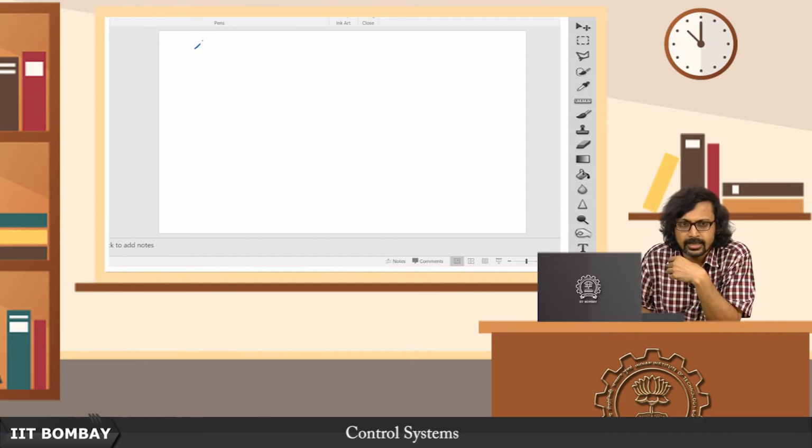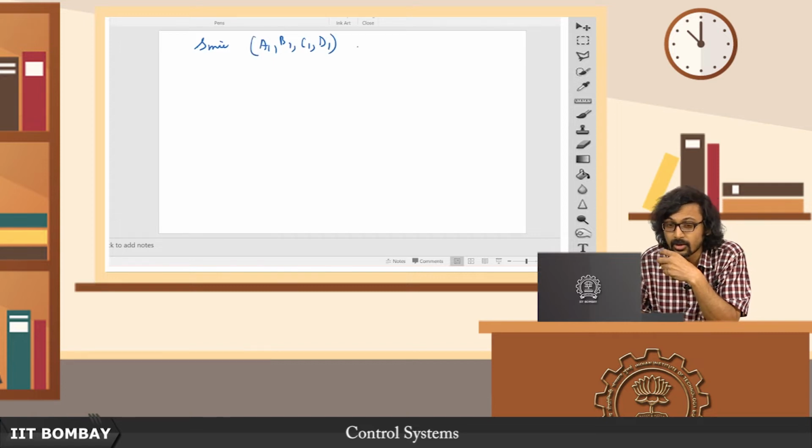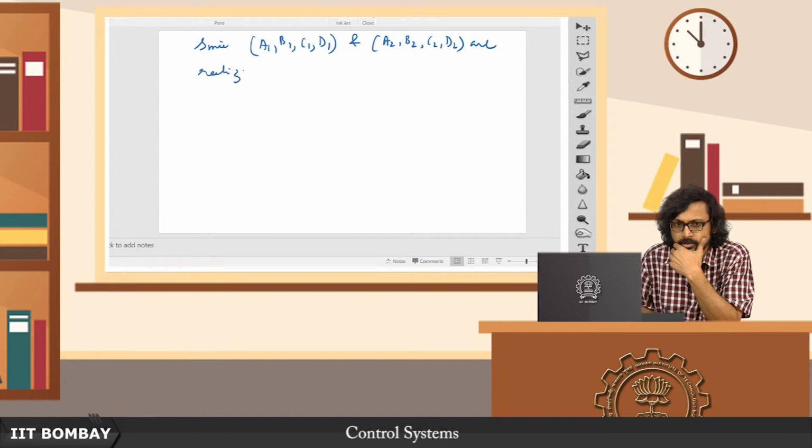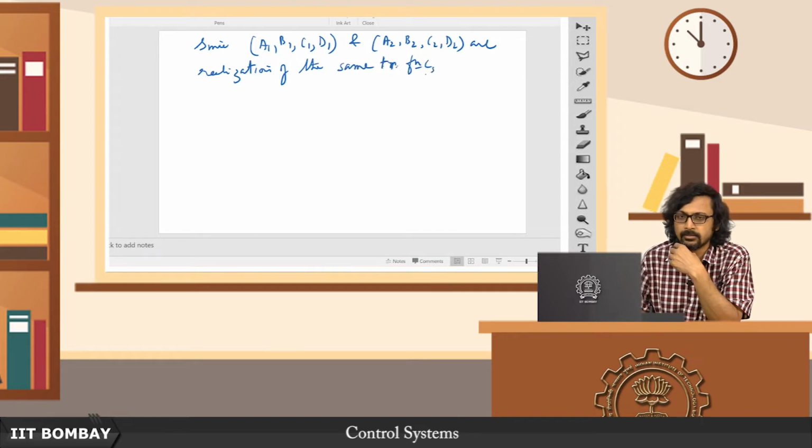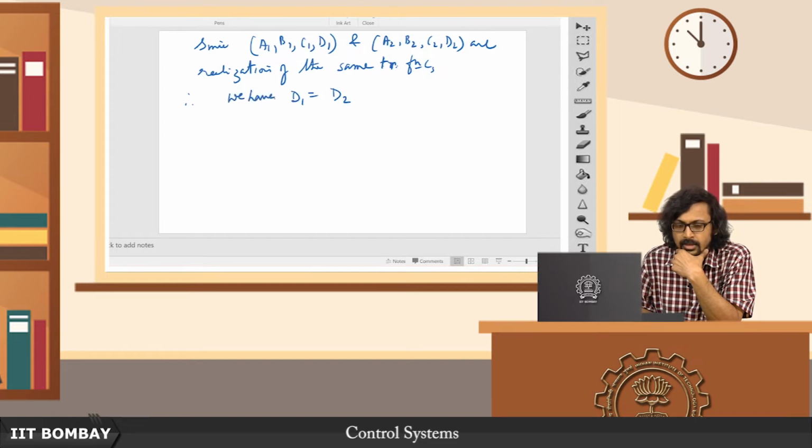So recall that since A1, B1, C1, D1, irrespective of the size of the ABCD matrix, this is why I was so keen on ensuring this, and A2, B2, C2, D2 are realizations of the same transfer function. Therefore, we have D1 is equal to D2, this we have already established earlier, through that impulse response, you remember.